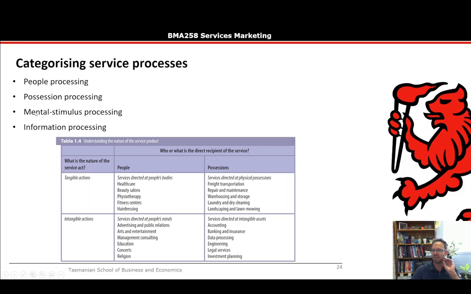Now, some are mental stimulus processing, like if you're providing entertainment to the person, the value they're getting is stimulating them mentally, or it could be information or advice. Consulting is mental stimulus processing. And then information processing would be like doing your tax. This is how much tax you have to pay, or how much you're getting back, or what you have to do, sort of advising stuff. This is broken down into tangible actions, intangible actions, people, possessions. And you can see here examples for those types of categories.